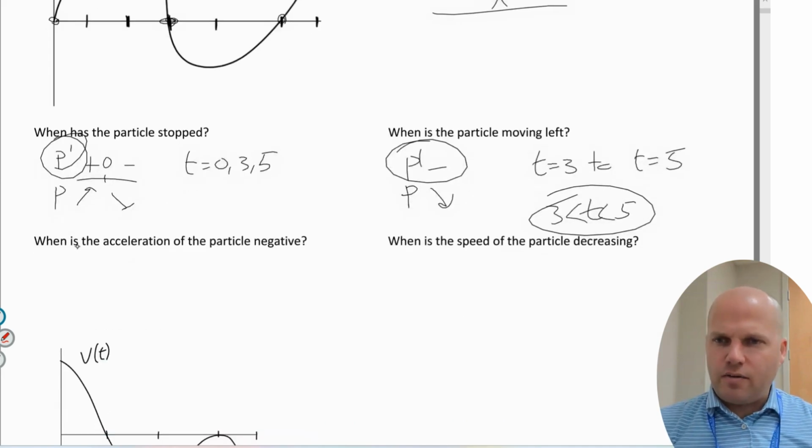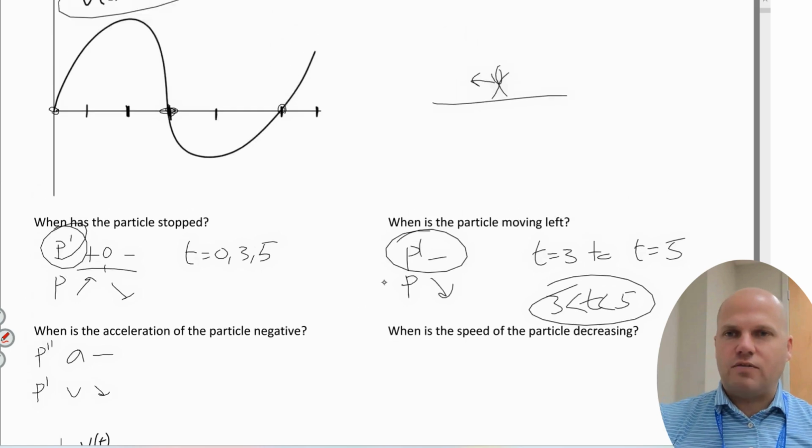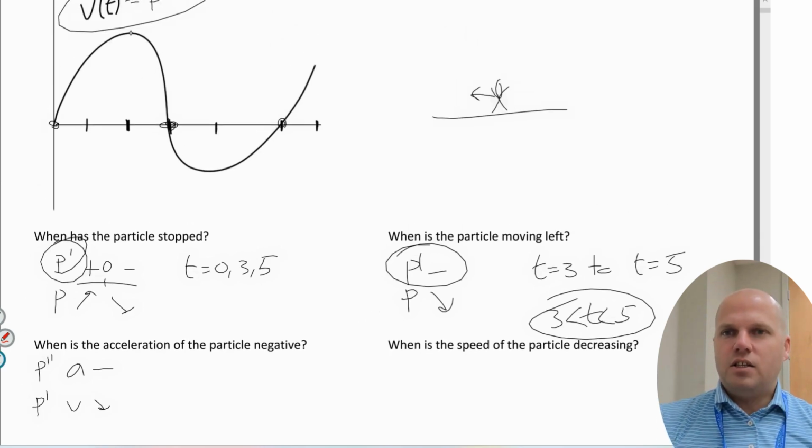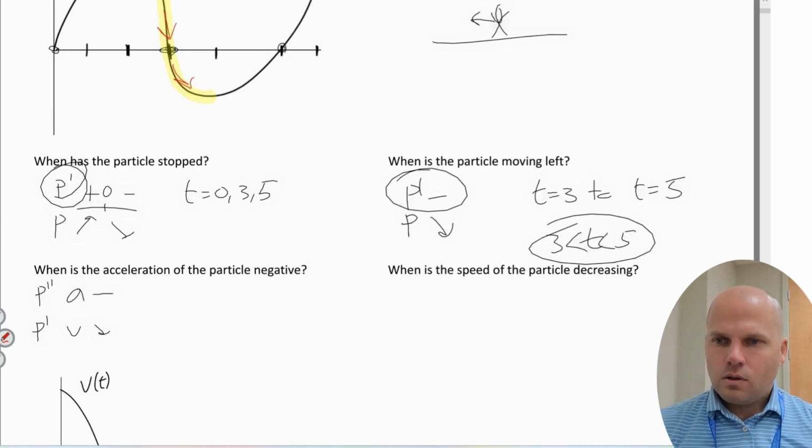When is the acceleration of the particle negative? Well, the acceleration being negative refers to the derivative of the derivative being negative, which refers to the first derivative, or the velocity, decreasing. These are all questions that you've seen before. When is my velocity decreasing? That's going down. Not really worrying about positive or negative, just when are we going down? When is my velocity going down? It is from 2 to 4, or 2 to 4 here.